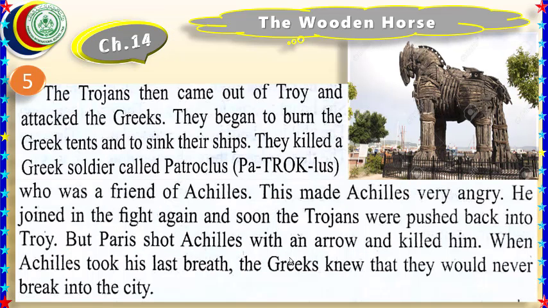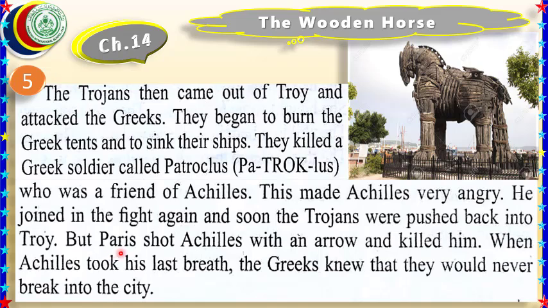Paragraph 5 is, the Trojans then came out of Troy and attacked the Greeks. They began to burn the Greek tents and to sink their ships. They killed a Greek soldier called Patroclus, who was a friend of Achilles. This made Achilles very angry. He joined in the fight again, and soon the Trojans were pushed back into Troy.